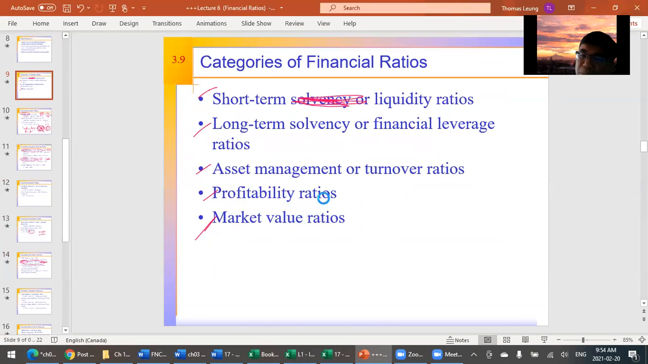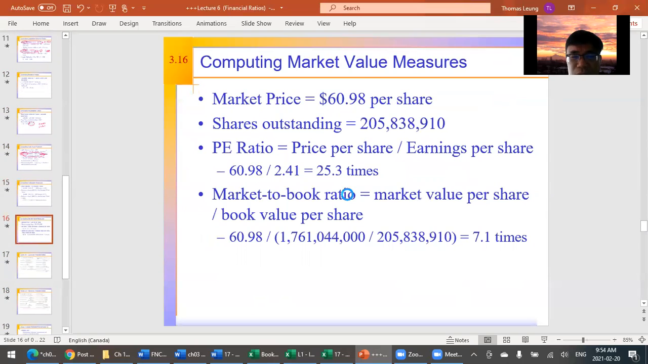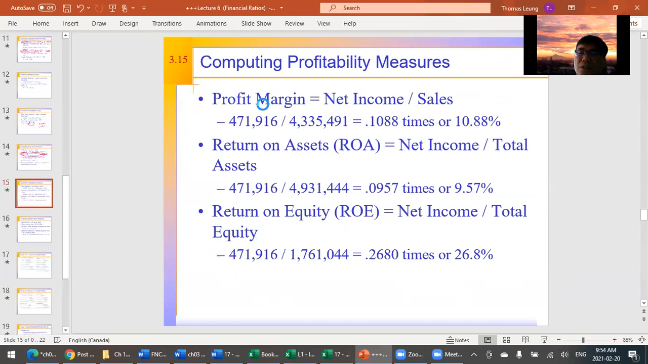Now the next one is profitability. I think it's straightforward. It means if you want to see whether you can make a profit or not, you go find these ratios. I think this is straightforward, right? So the very typical one is the profit margin. That is, you compare your net income to sales.